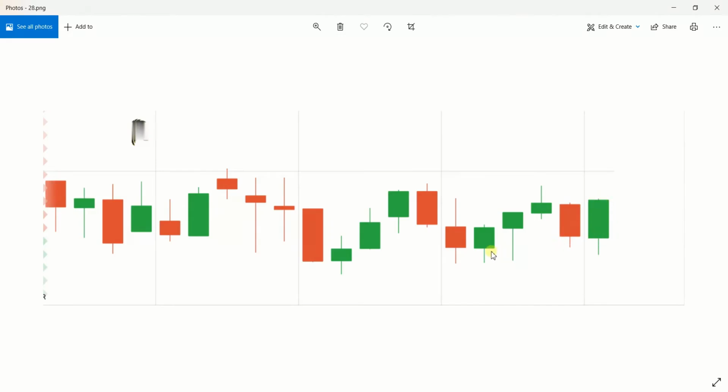Why? Because it was a short, right? It was a short shot for the buyers. They have this level and they have this level, and this rejection also. So the buyers entered very strongly here. You can see this strongness of the buyers from this level.